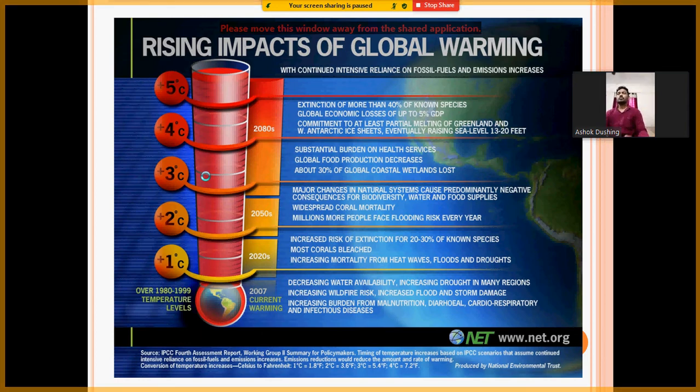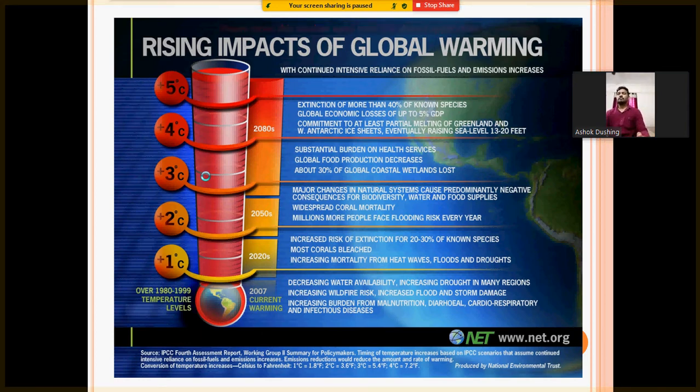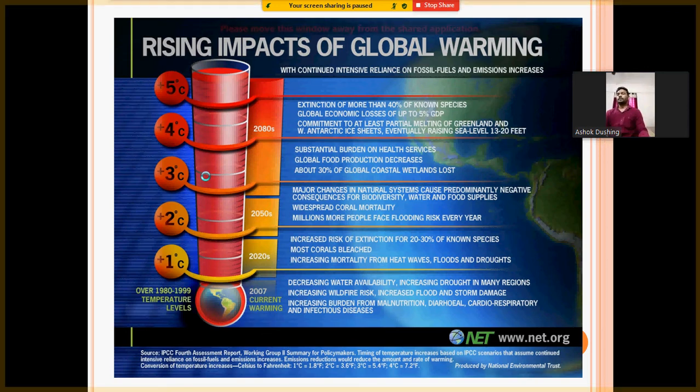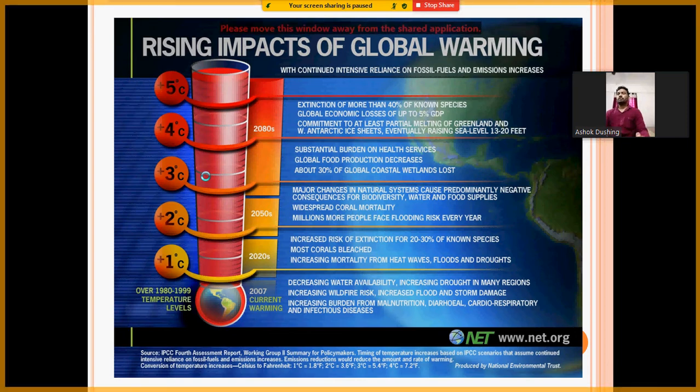Increased mortality from heat waves, floods, and droughts. Decreasing water availability, increasing drought in many regions, increasing wildfire risk, increased flood and storm damage, increasing burden from malnutrition, and diarrheal, cardiorespiratory and infectious diseases will be increased.